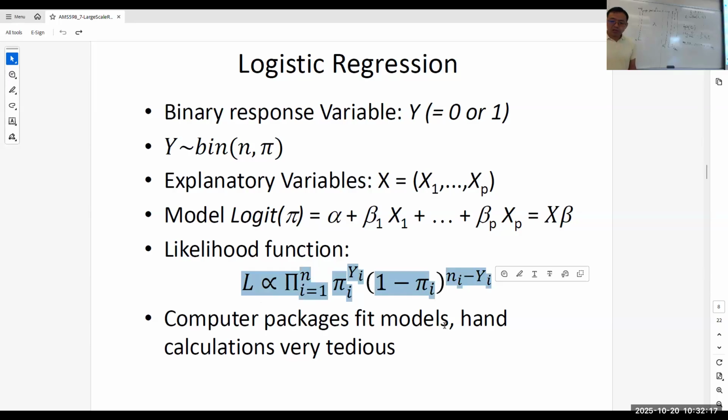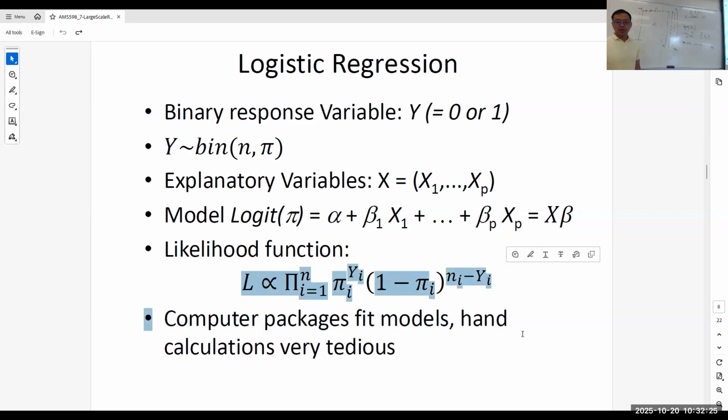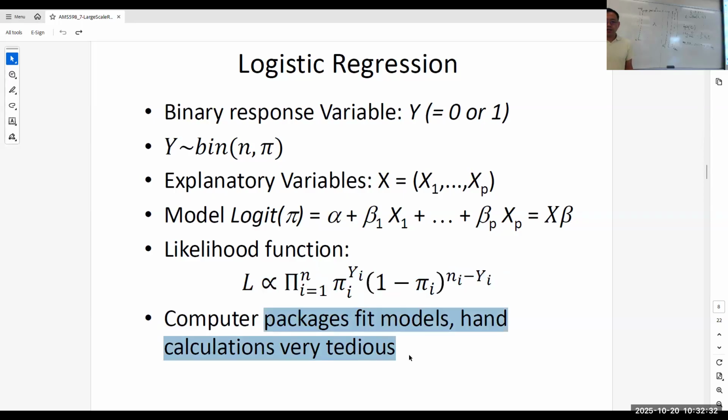The computing package is available. You can fit the model. Now fitting the model is equivalent to solving this, to maximizing this function. It is essentially the same. Of course, by hand calculation you cannot do it. Now the question is how do you do it with big data?